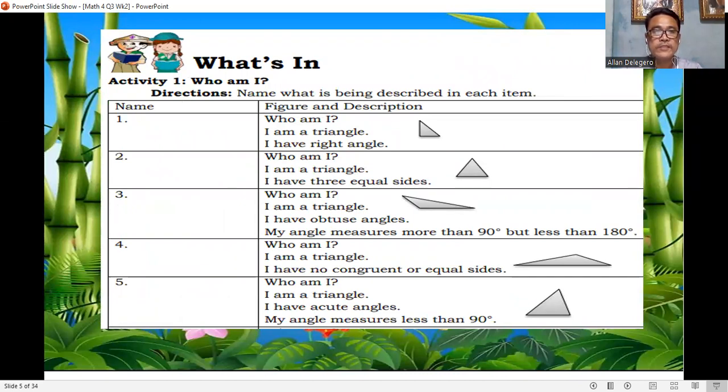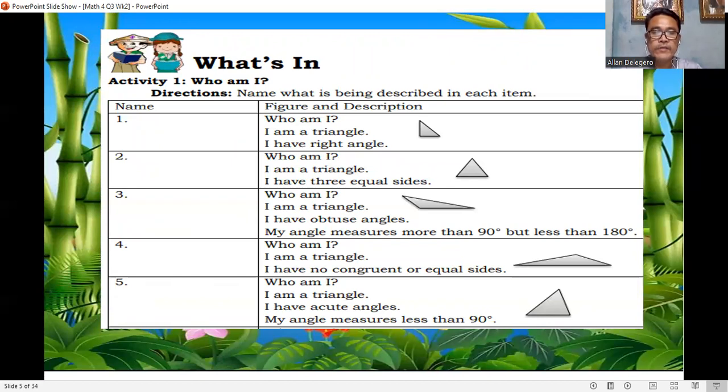Let's do this. Name what is being described in each item. Number 1, who am I? I am a triangle. I have a right angle. Number 2, who am I? I am a triangle. I have 3 equal sides. Number 3, who am I? I am a triangle. I have obtuse angles. My angle measures more than 90 degrees but less than 180 degrees.